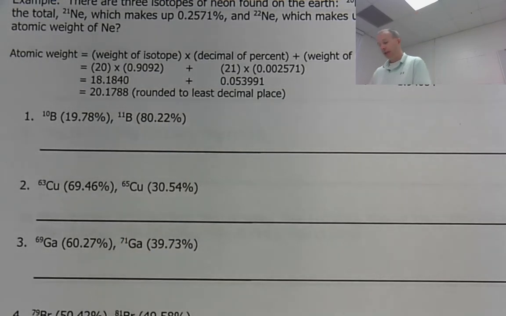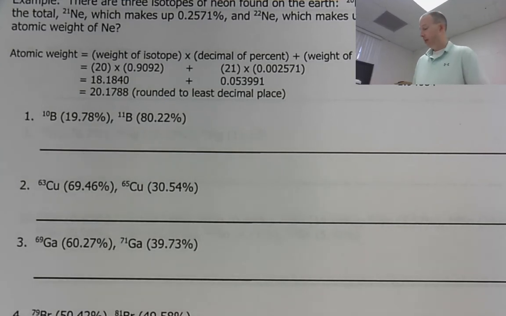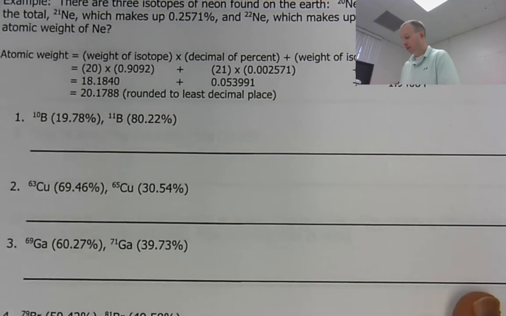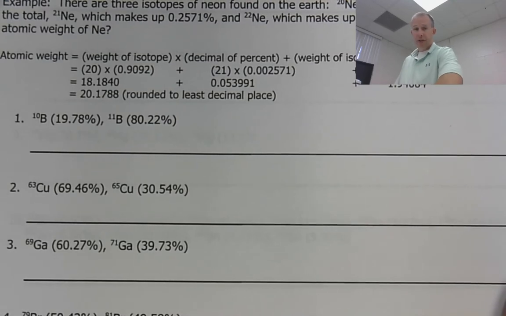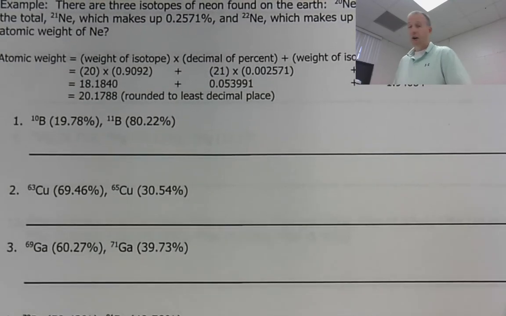And you're just going to calculate the weighted average of those two to see what the average atomic mass of boron is that you would see on the periodic table. So I'm going to be showing you how to do that. This will only take a second, and then I'll do a harder example also.